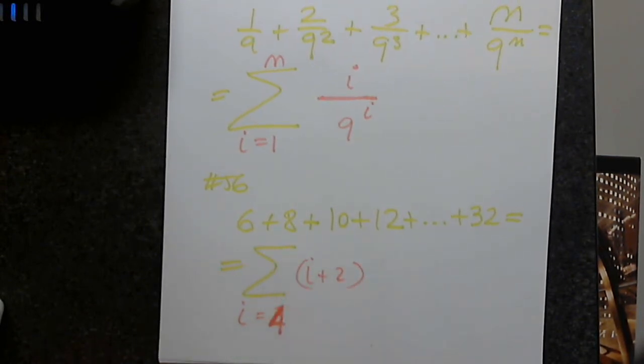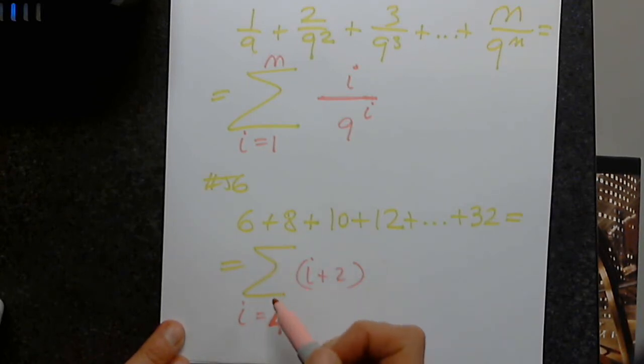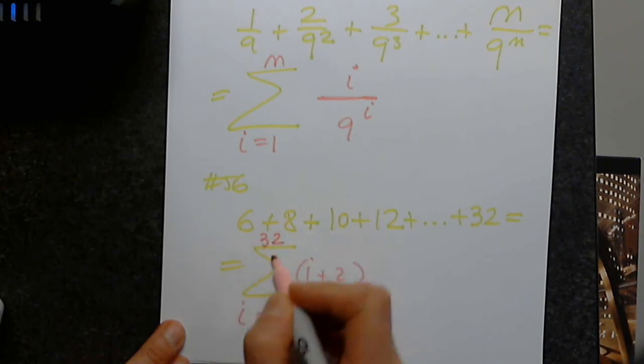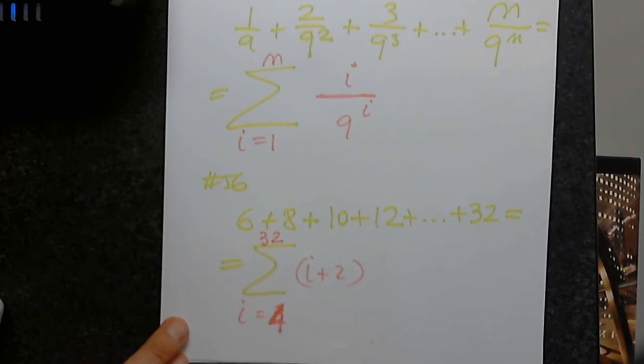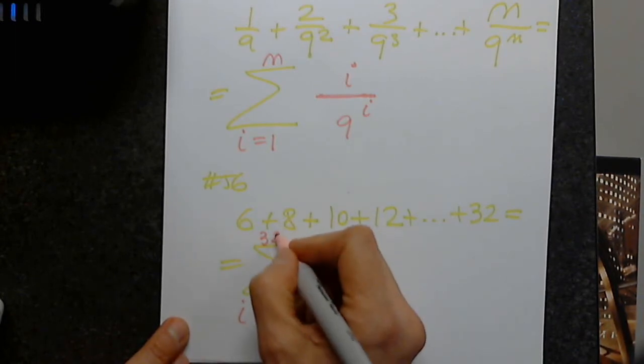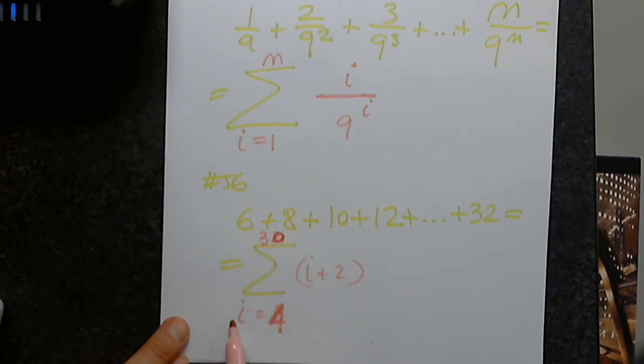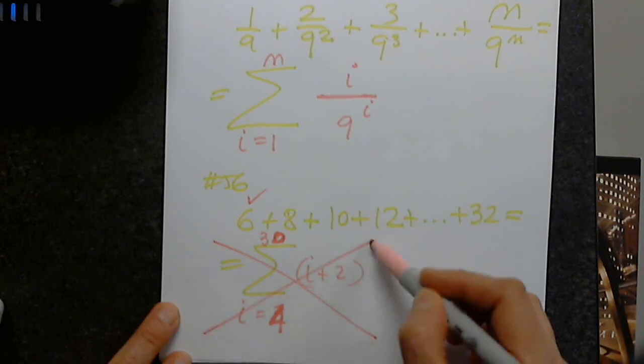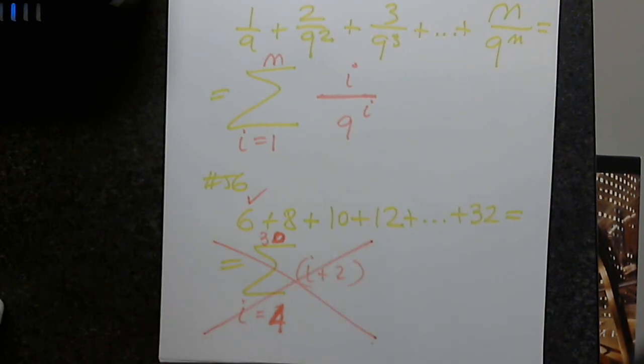Okay, we'll check in a minute. Till? 32. Okay, so let's see. When i is 4, oh, no, 4 plus 2 is 6. The upper limit would be 30, not 32, because you're going to add 2 to it and get 32. Good. So when i equals 4, 4 plus 2 is 6, yes. When i equals 5, 5 plus 2, womp, womp, womp. That's okay. Let's try again.